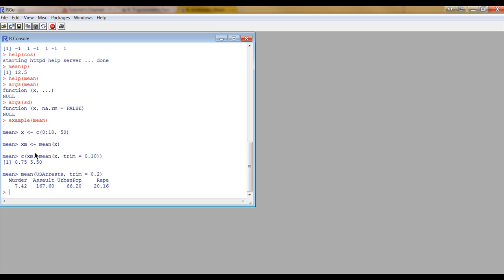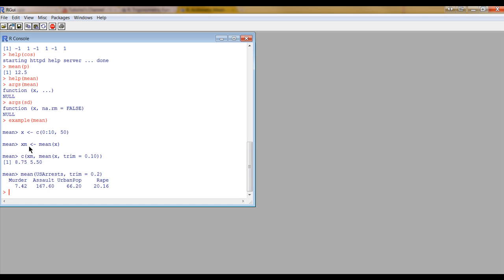So where does it start here? So here we have x is, I guess this is that we're in the mean example. And then this is just what we call the prompt, right? Before we just had this arrow, now we have this mean and the arrow, and that's just a prompt. Now, what we're doing here is we're taking x and assigning it from 0 to 10, so that means 0, 1, 2, 3, 4, 5, 6, 7, 8, 9, 10, comma 50, right?